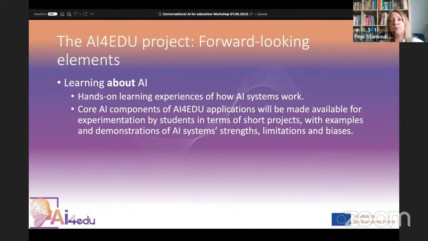And finally, we address the learning about AI aspect, in terms of which we are planning some short projects with students where they are going to experiment on the core AI components of our applications to gain hands-on learning experiences of how they work. And this is also an opportunity to understand their strengths, limitations, and possible biases.